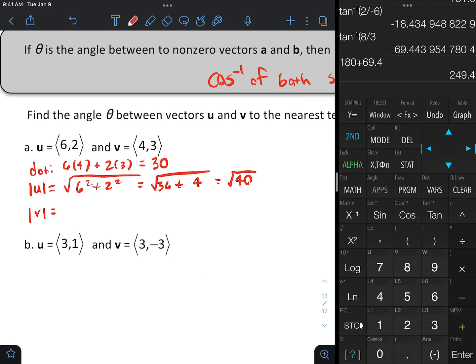All right, let's do the magnitude of your second vector here. So the 4 squared and the 3 squared. Actually, I think that comes out clean right there. That'd be the square root of 25 after you add them up, which will come out to exactly 5.